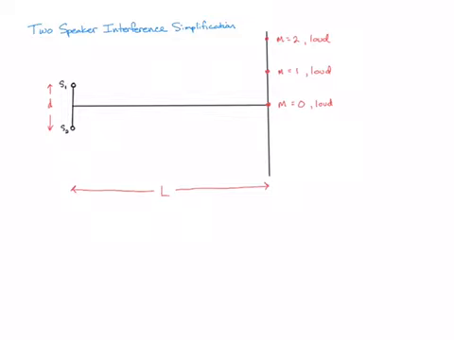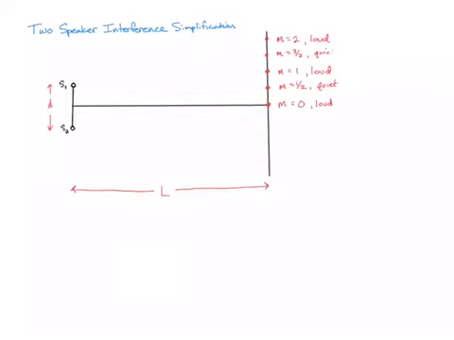Now likewise, you may have a spot somewhere in between where M equals 1/2 or M equals 3/2. So what that would tell us is that the two path lengths of the waves are off by either half a wavelength or 1.5 wavelengths. And so what happens there is we get destructive interference. So that will be quiet.